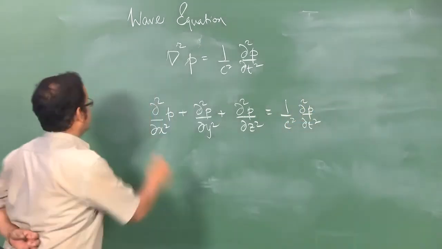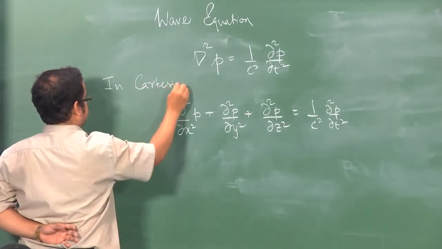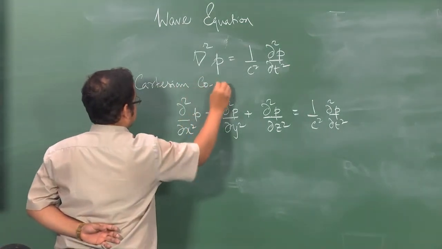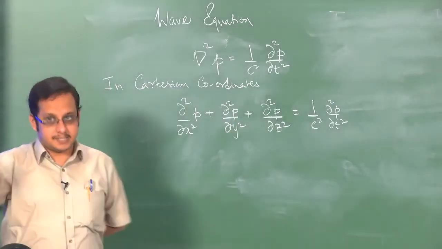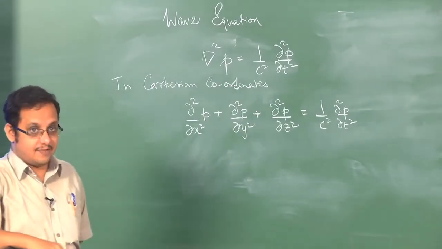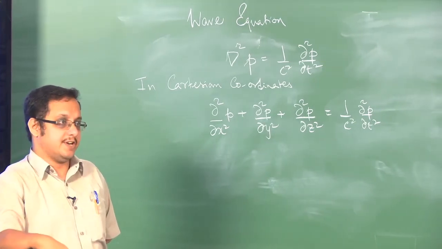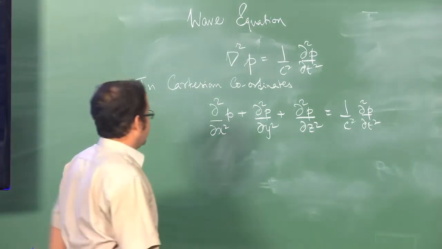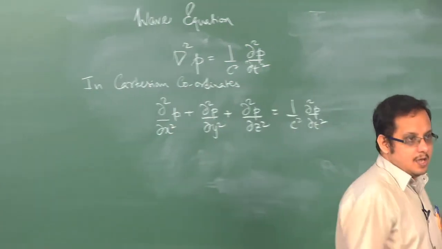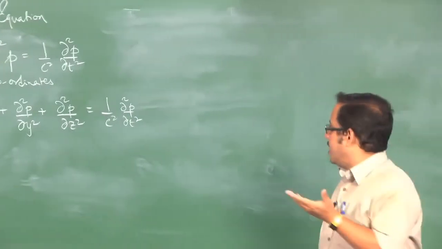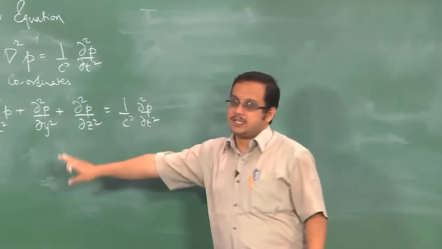Okay. This is in Cartesian coordinates. In Cartesian coordinates, this equation would open itself up in this form. Firstly, realize it is a partial differential equation, right. Why is it a partial differential equation? Because the independent variables are more than one. Even if you take the one dimensional case, you will have a time dependence and a space dependence.